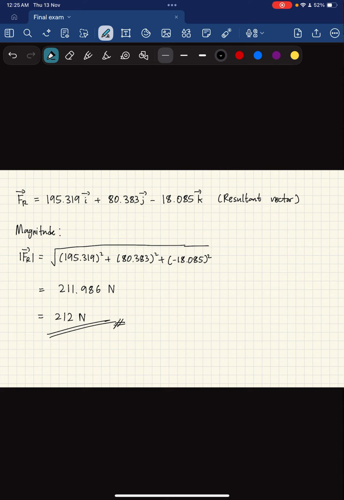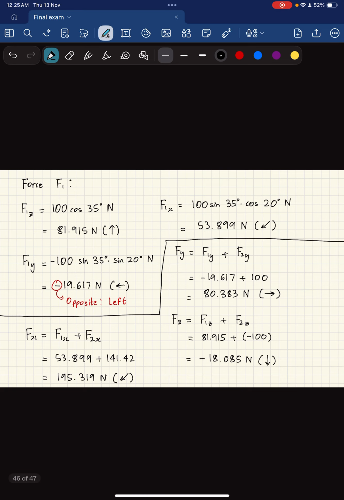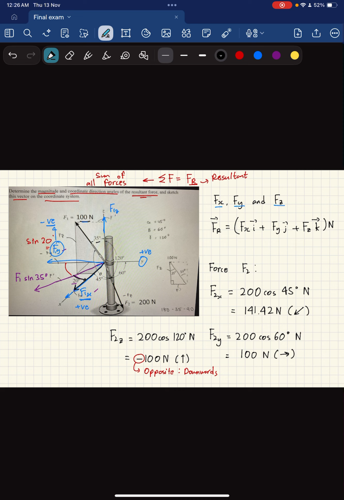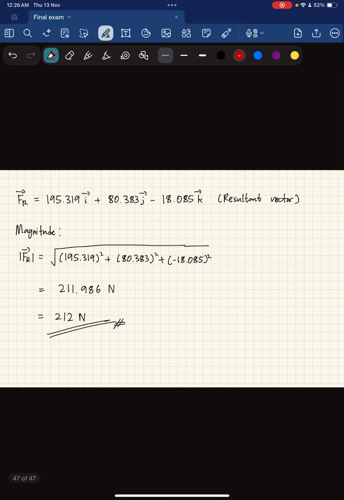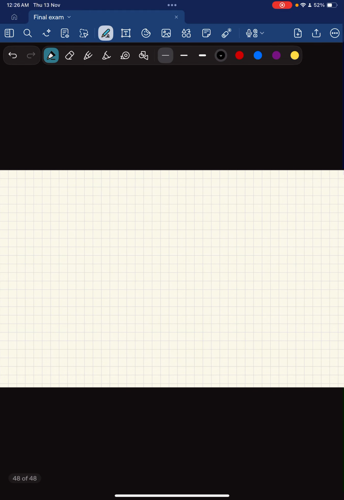Now the second part, if I'm not mistaken, was to find the coordinate direction angles of the resultant force. That's your second part, by the way. For the coordinate direction angles, what we have to remember is that we're talking about the direction cosine angles.